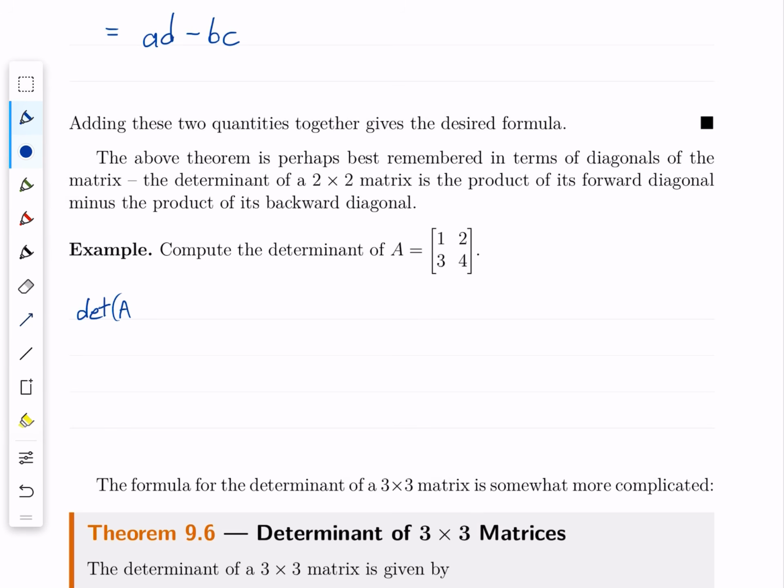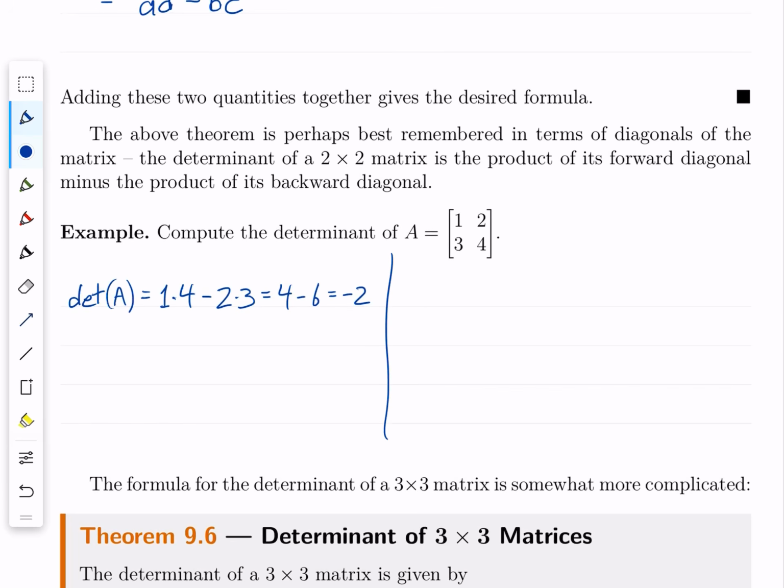Determinant of A is the product of the things on the forward diagonal, well, 1 and 4, so it's 1 times 4, minus the product of the things on the backward diagonal, 2 times 3. So that's 4 minus 6. And that's -2. Great. So that's our determinant. And let's just check our work. Let's compare it with another method.